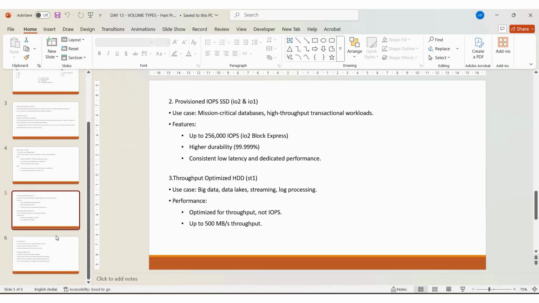And we go with throughput optimization. Throughput means big data lakes, streaming and log processing, performance optimization for throughput, not IOPS. Up to 500 Mbps throughput is available in ST1. Durability is 99.8 to 99.9%, and the failure rate for ST1 is only 1 to 2%. This is for big data, streaming and log processing.